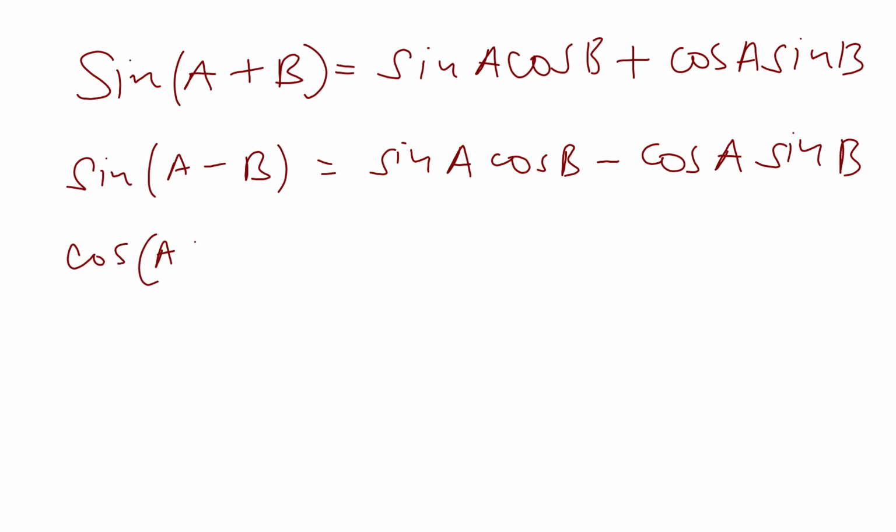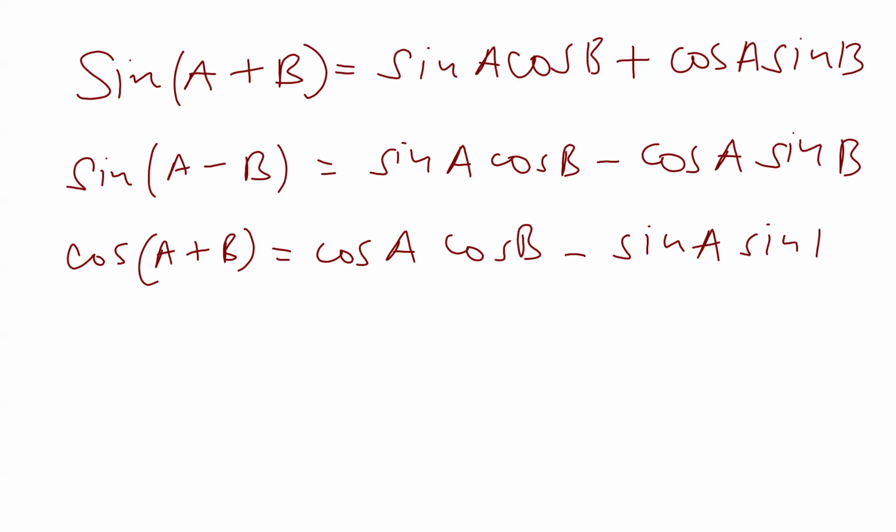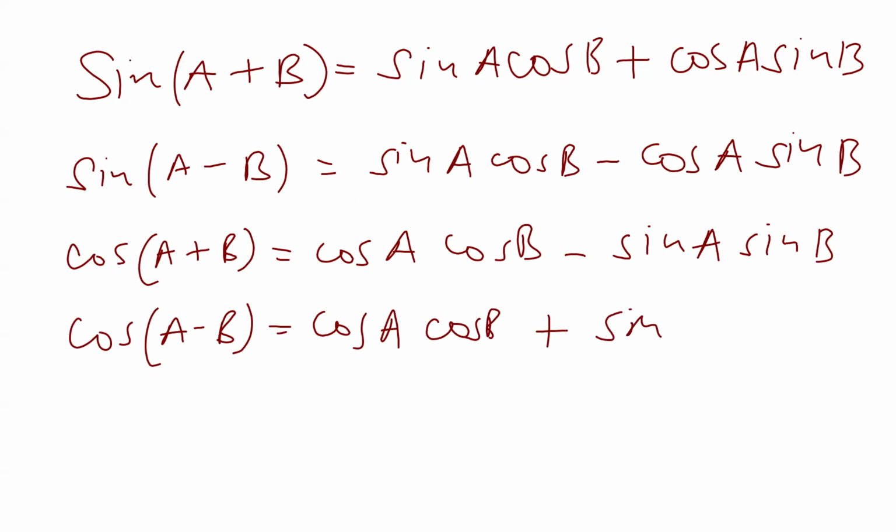Then cos A plus B is cos A cos B minus sin A sin B, and cos A minus B is equal to cos A cos B plus sin A sin B. Right?